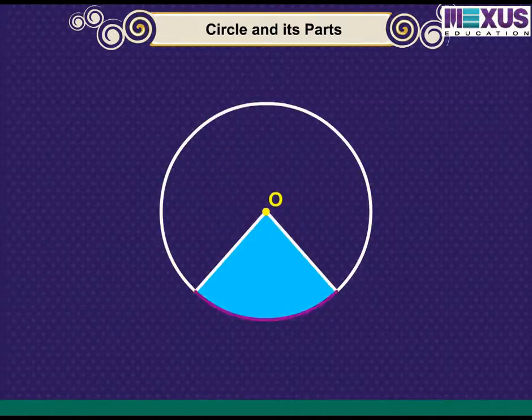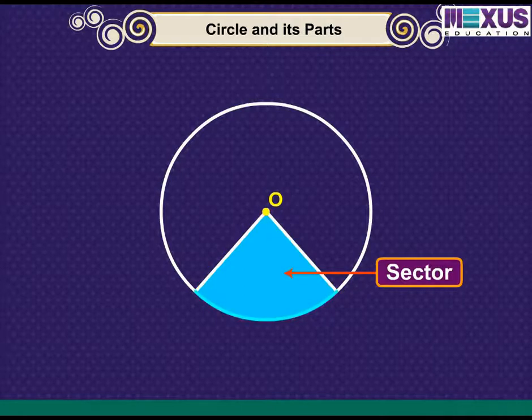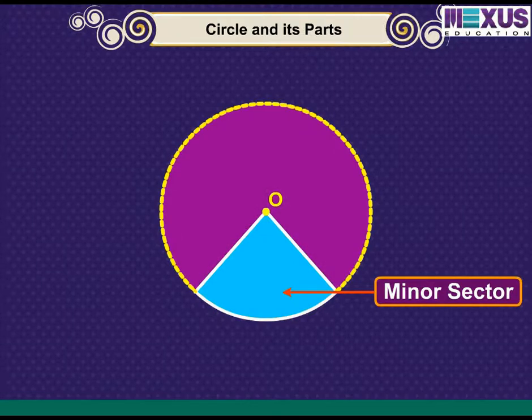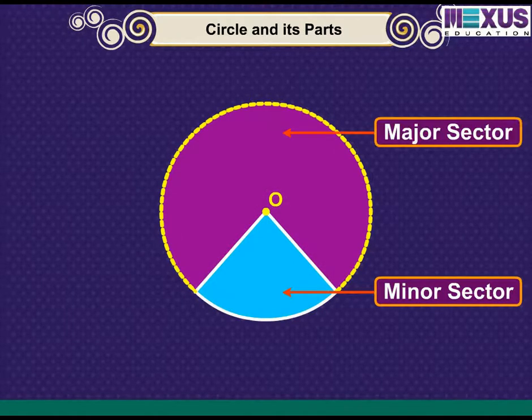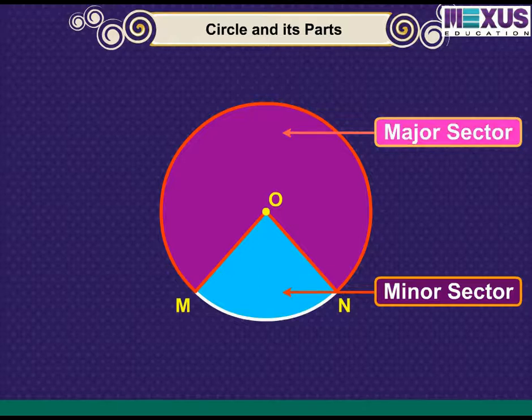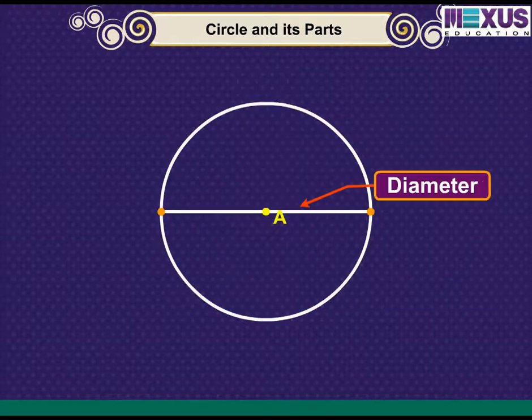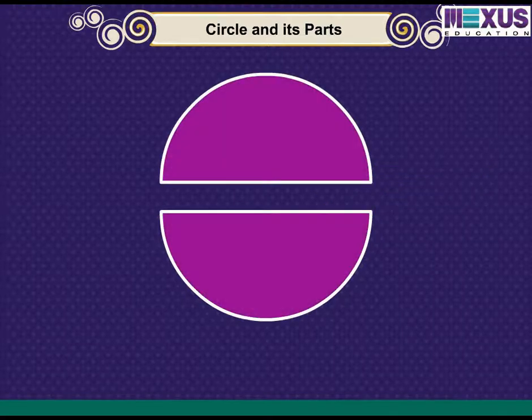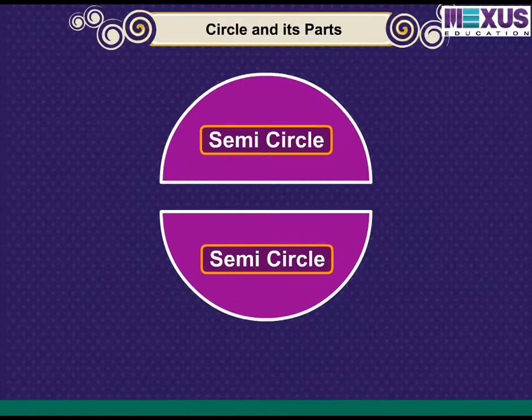The region between an arc and the two radii joining the center to the end points of the arc is called a sector. The minor arc corresponds to the minor sector, and the major arc corresponds to the major sector. The region OMN is the minor sector, and remaining part of the circular region is the major sector. The end points of the diameter of a circle divide it into two halves. Each half is called a semicircle.